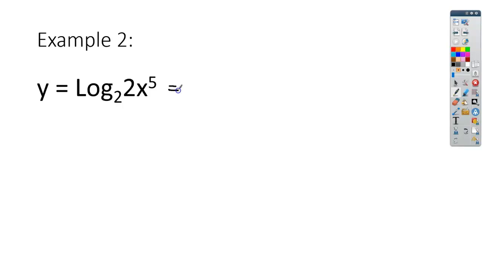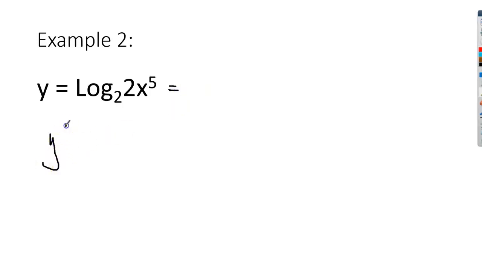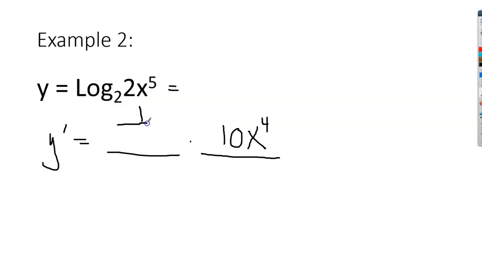So for this one, we need to do the derivative of the outside times the derivative of the inside. The derivative of the inside is 10x to the 4th. The derivative of the outside, log base 2: well, it's going to be 1 over the inside function times ln of the base, which is 2. This is the base, not this 2. This 2 is the base. It doesn't matter, but just so you guys know where I'm getting the number from, I'll draw a little arrow. So the inside function is 2x to the 5th.